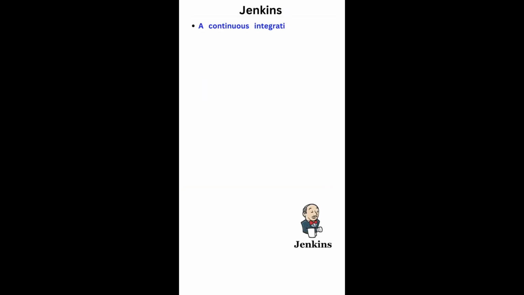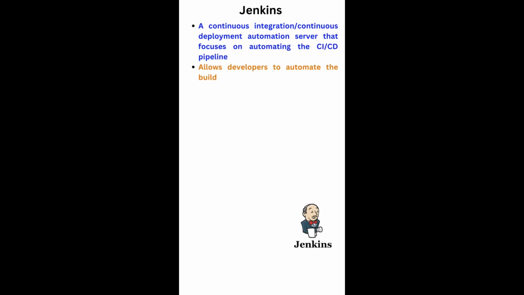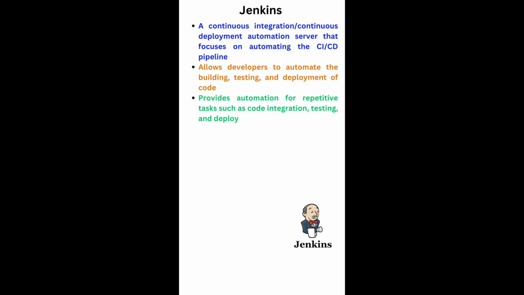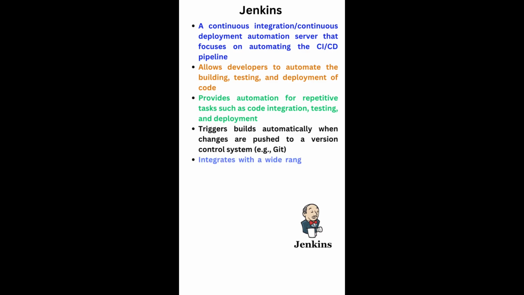What is Jenkins used for? Jenkins is a continuous integration, continuous deployment automation server that focuses on automating the CI/CD pipeline. Allows developers to automate the building, testing, and deployment of code. Provides automation for repetitive tasks such as code integration, testing, and deployment. Triggers builds automatically when changes are pushed to a version control system like Git.